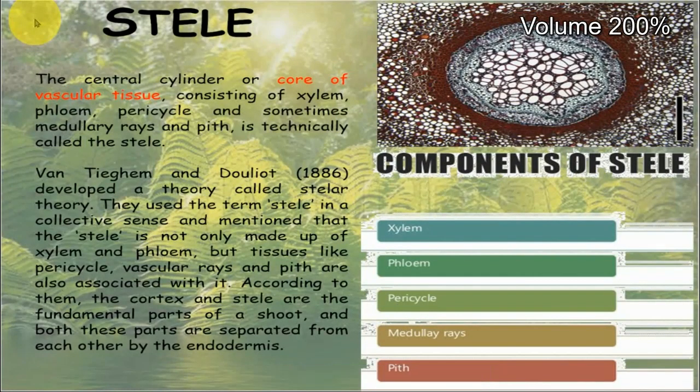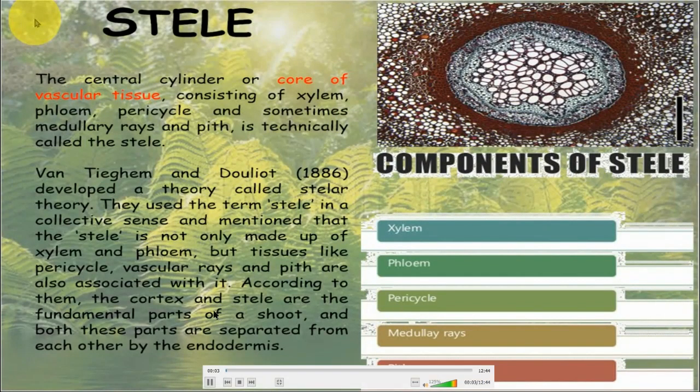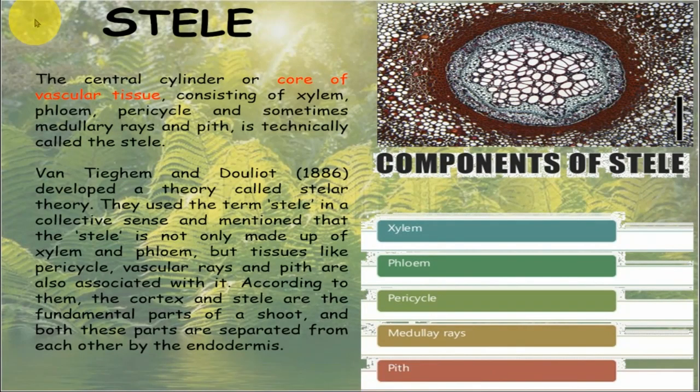It is a central cylinder or core of vascular tissue that exists inside the stem or roots and consists of xylem, phloem, pericycle, and sometimes medullary rays and pith. All these components together are collectively known as stele.